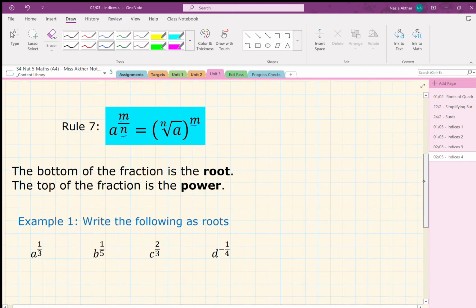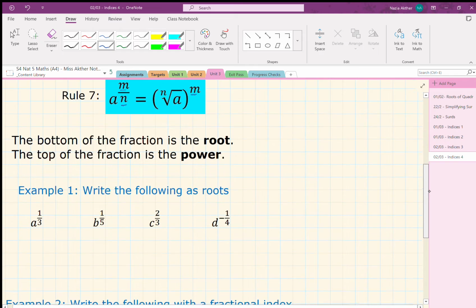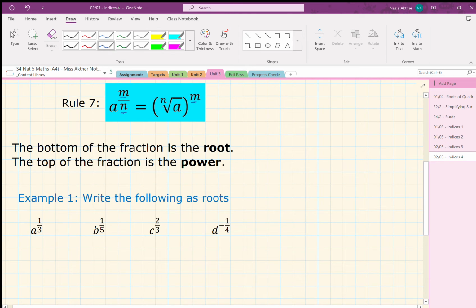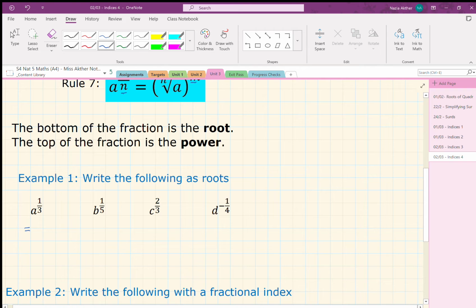So in the following, we are asked to write these fractional indices as roots. So in the first one, I've got a to the power of a third. I can write this as the cube root of a and take that to a power of 1. Now we know that anything to the power of 1 is itself, so that is just the cube root of a. Okay, so when we've got a root which is 3, we say that's the cube root.